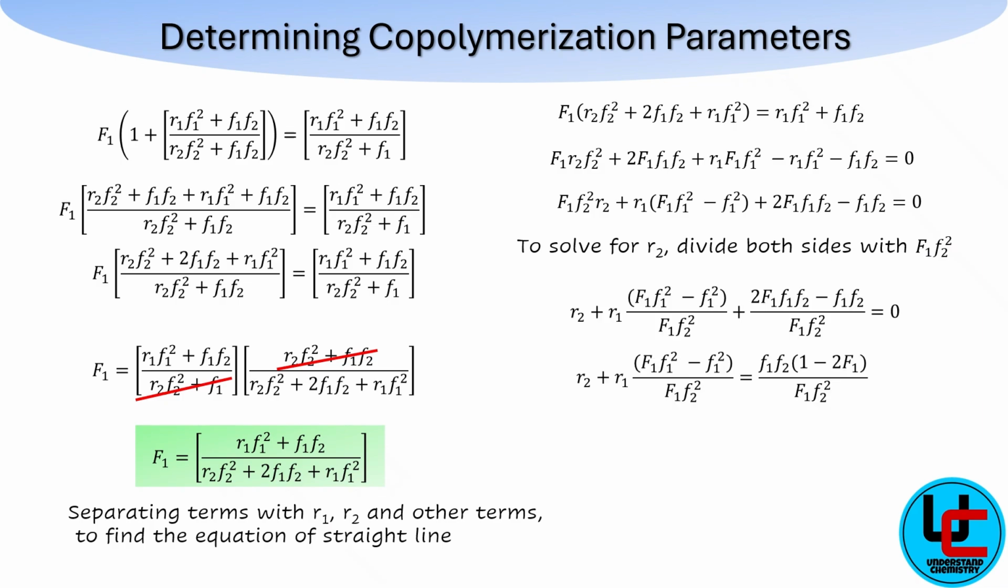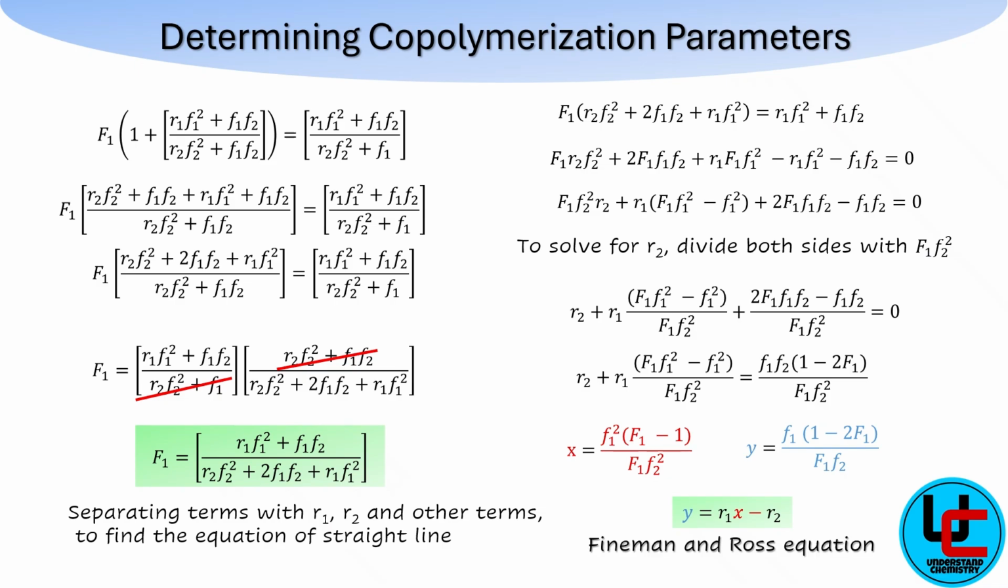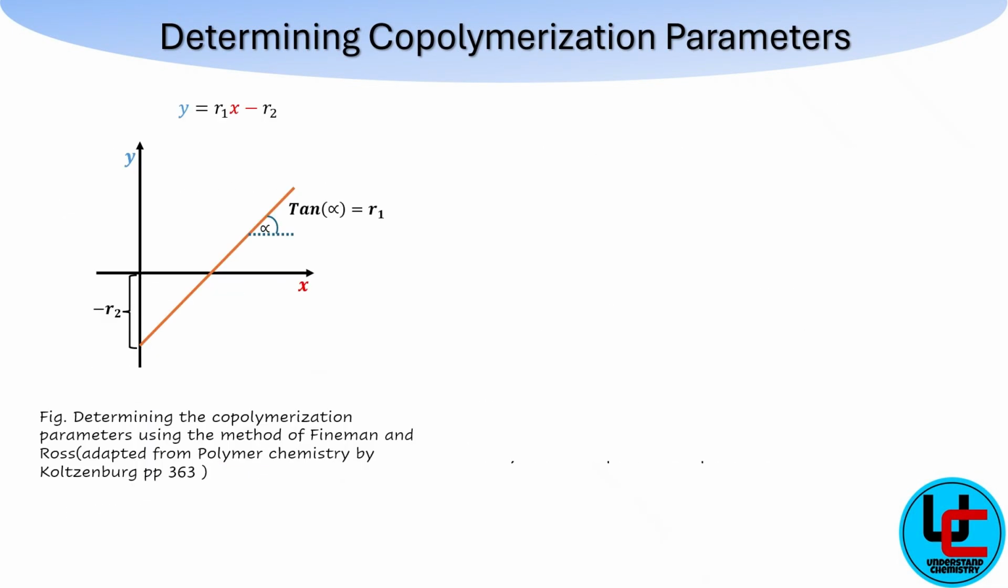For the sake of simplicity, let us substitute x and y in place of big fractions. By doing this, we reach the equation of a straight line where R1 is the gradient or slope of the line, while copolymerization parameter R2 corresponds to the intercept. This line can be plotted as shown in this figure.